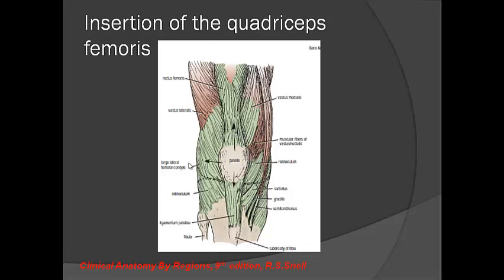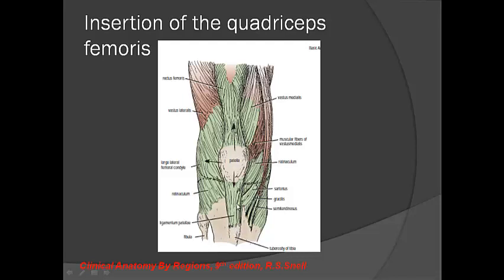Because once the fibers are fused together, they pass on top of the patella, so they go over the patella. That's why it's called the patellar ligament or the patellar tendon. And then after they pass over the patella, they pass down as a single tendon to be inserted into the tibial tuberosity.